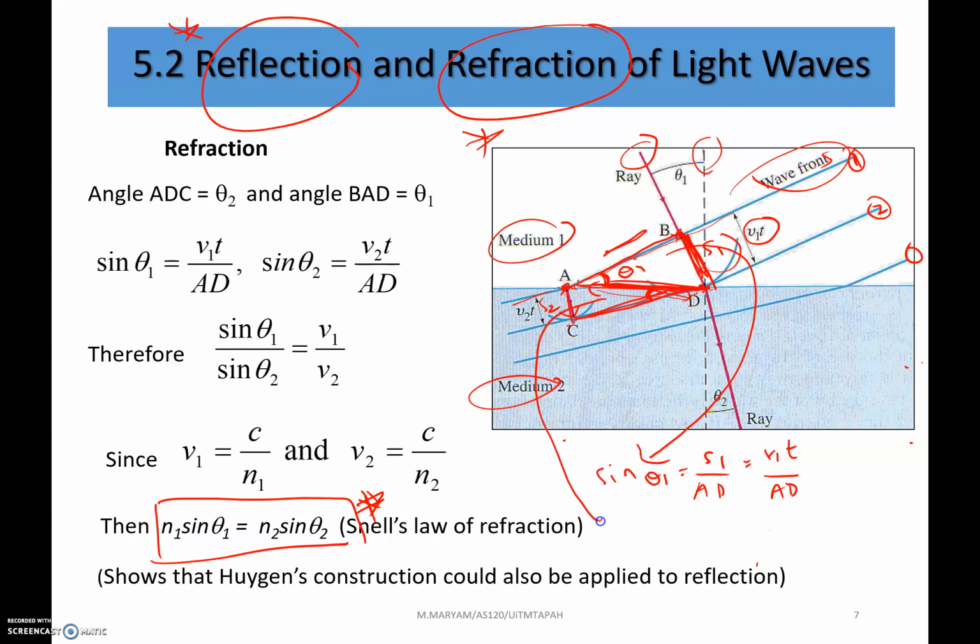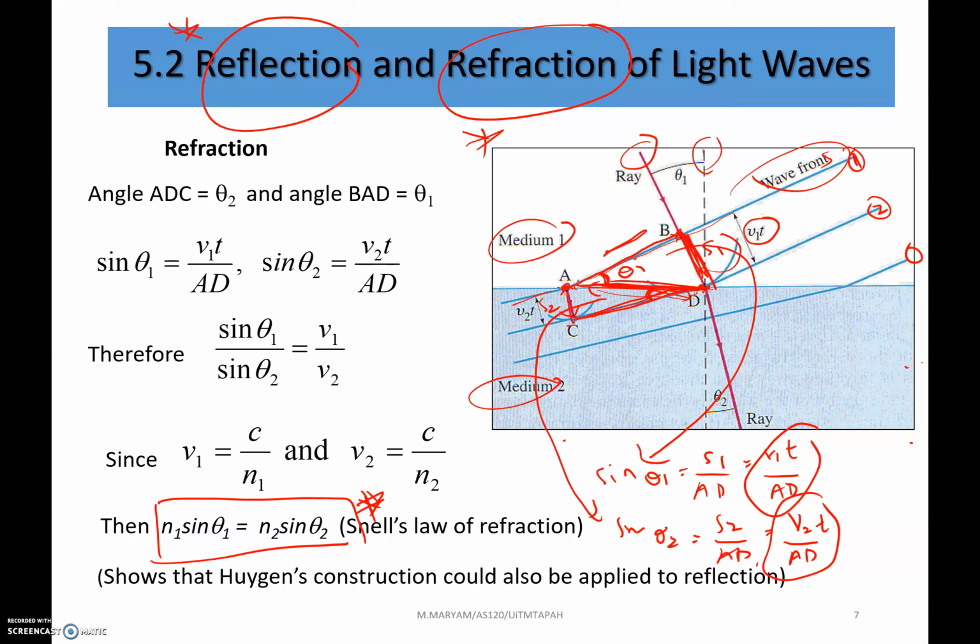Let's look at the second trigonometry, which is sine theta 2 is equivalent to S2 over AD. Again, I'm going to derive this. I will get V2t over AD. Look at these two equations. Which one has the same value? Yes, correct. AD, they share the same value of AD. So how do I cancel that? I can either minus or plus or divide or whatever way to cancel out the AD. I think the best way will be dividing them.